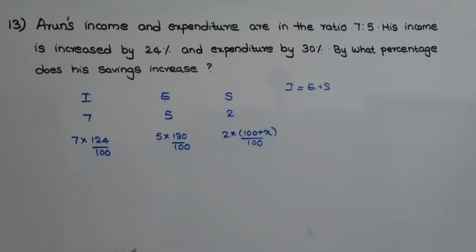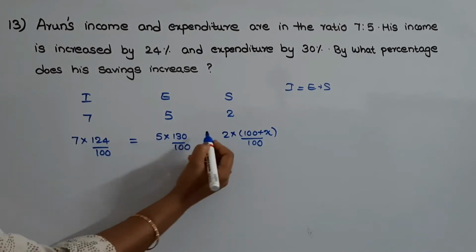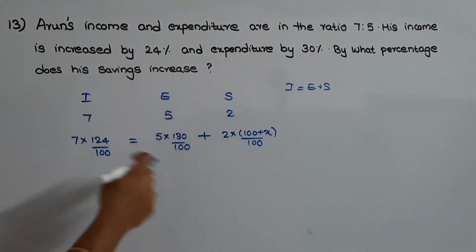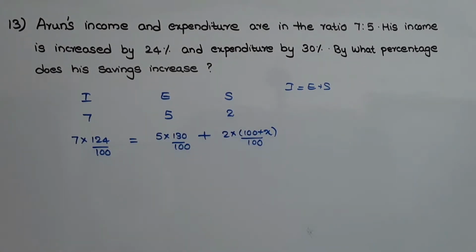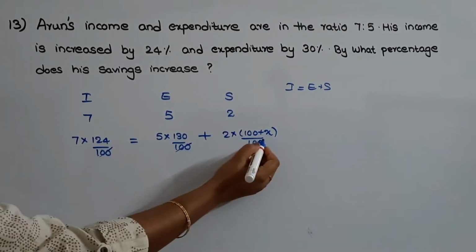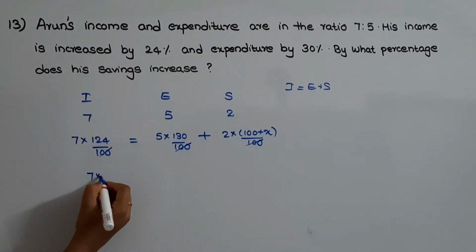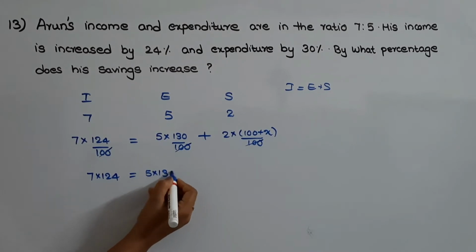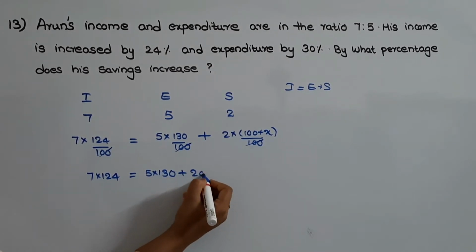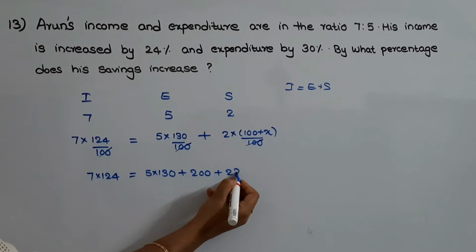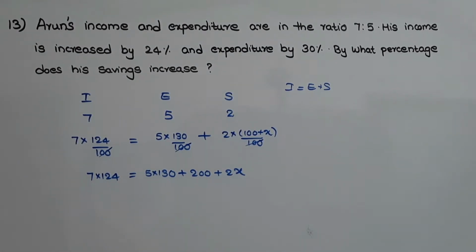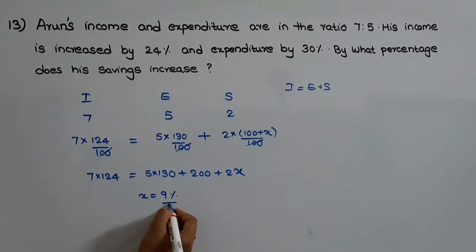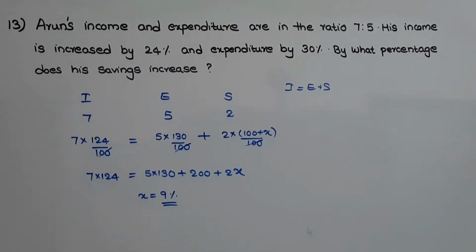Now income is equal to expenditure plus savings. So on solving this equation we will get the value of X. 100 gets cancelled, so this will be 7 into 124 is equal to 5 into 130 plus 200 plus 2x. On solving this equation we will get the value of X as 9%. So this is the answer.